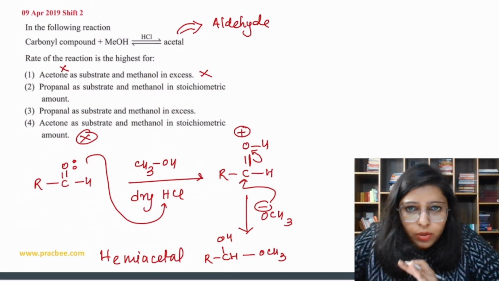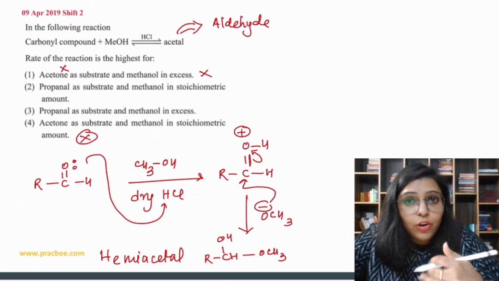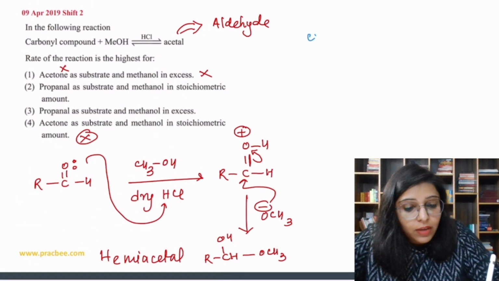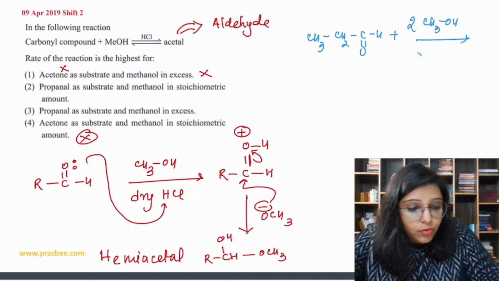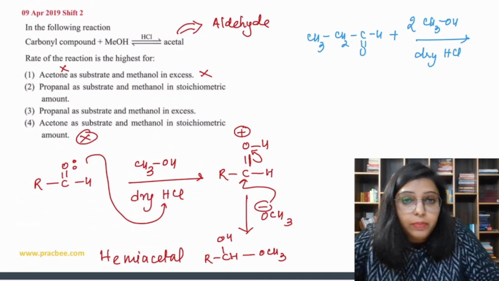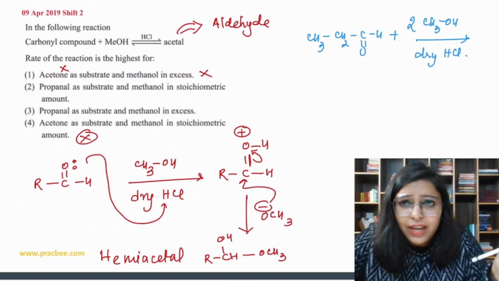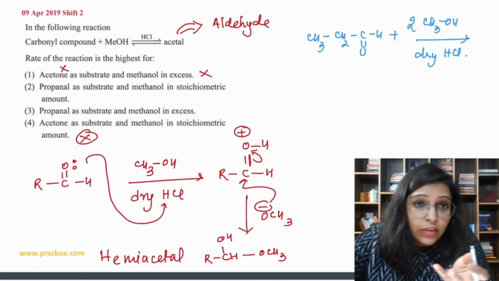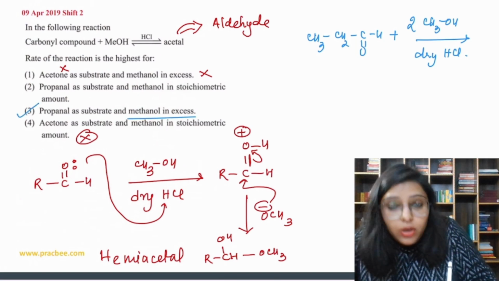Propanal as substrate, and methanol in stoichiometric amount. Because we know that if we have propanal, CH3CH2CHO, we actually require 2 moles of CH3OH and then dry HCl to form the acetal. So it means we can form the acetal. But the question is when the rate of reaction is the highest: when propanal is the substrate and methanol is in excess.